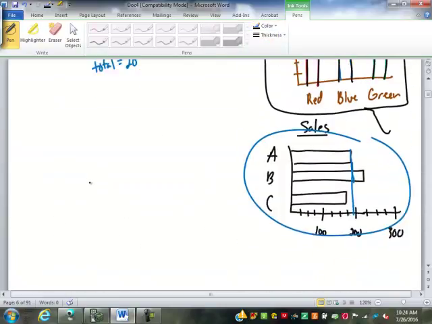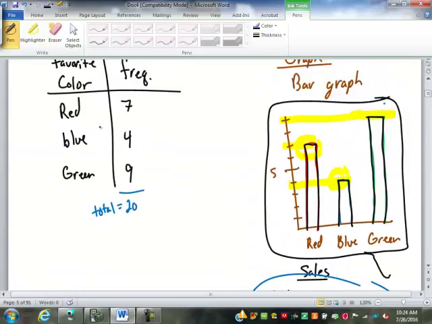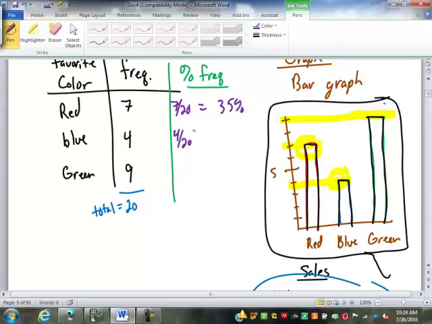So that's bar graphs. Another type of graph that's often done with categorical data like this involves using the relative frequency mostly. In fact, usually it's the percent frequency, so we're going to make the percent frequency. So 7 divided by 20 is 0.35, so that's 35%. 4 divided by 20 is 0.20, so that's 20%. And 9 divided by 20 is 0.45, so that's 45%. Again, those better come really close to adding up to 100.